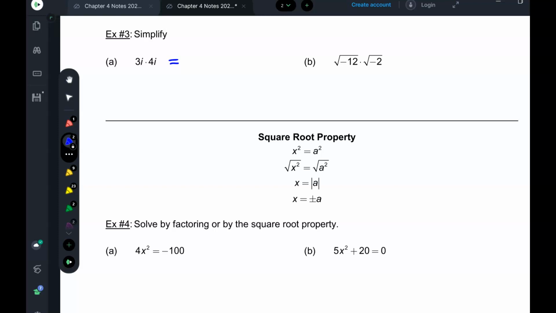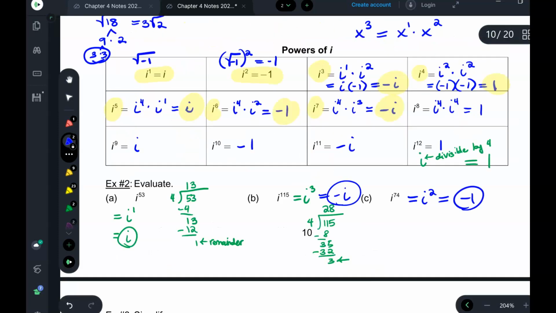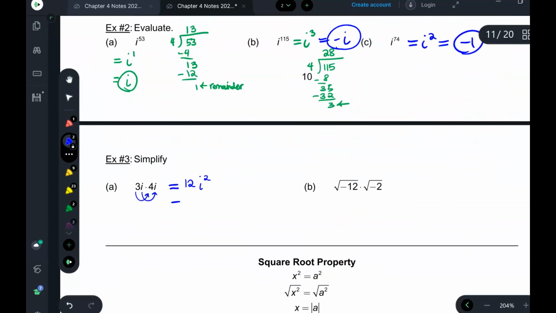Okay, 3i times 4i. Here's what we're going to do. We're going to multiply the 3 to the 4, which is 12. And what's i times i? Right, so 12i squared, but I never want to have an exponent for i. So what's i squared equal to? -1. So I want to replace the i squared with a -1 to make that -12.